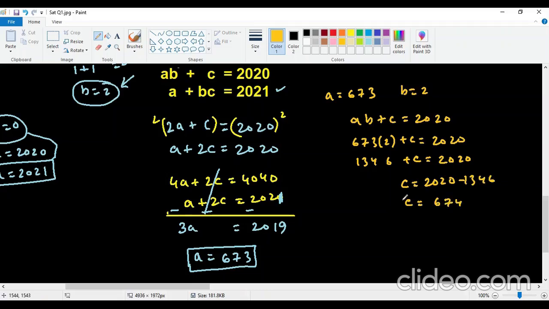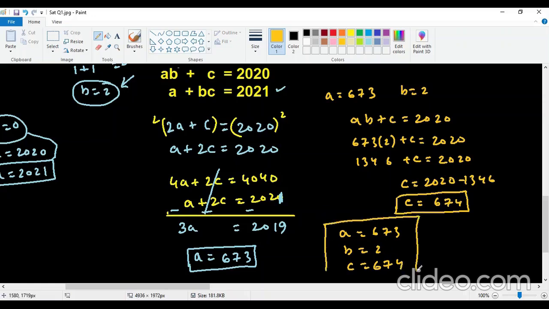Remember these a, b, c values: a equals 673, b equals 2, and c equals 674. This is when the factor of 1 is taken as negative 1. This is all, and we have found out six values, six variables, or six possibilities of a, b, and c to satisfy this equation.